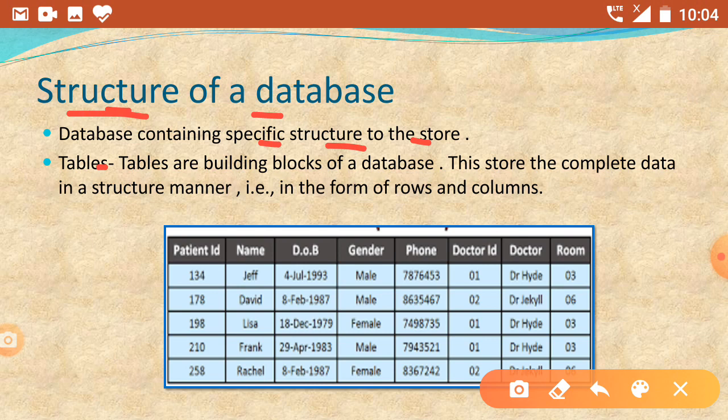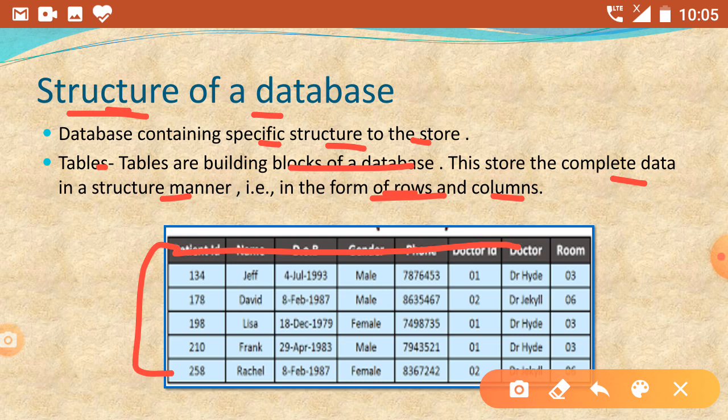So firstly we will talk about the first structure, that is the table. Tables are the building blocks of a database. They store complete data in a structured manner, that is, in the form of rows and columns. You can also learn the definition. A table stores our data in the form of rows and columns. These are rows and this is a column.